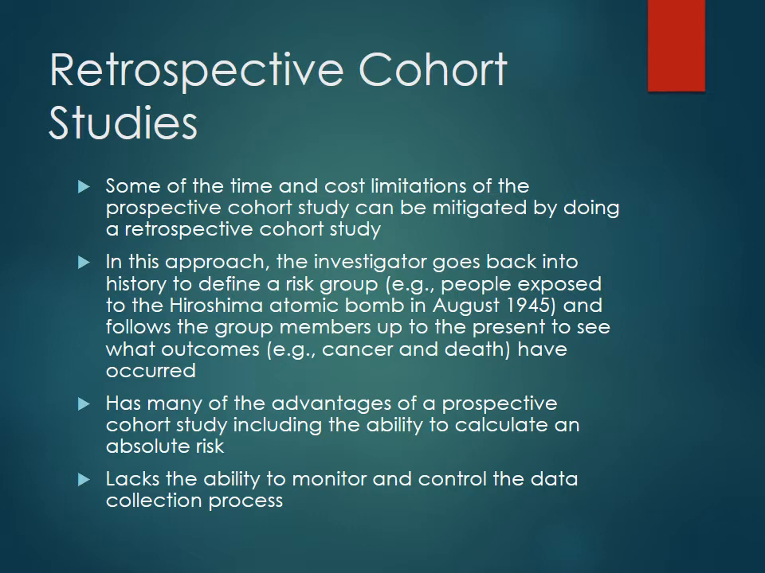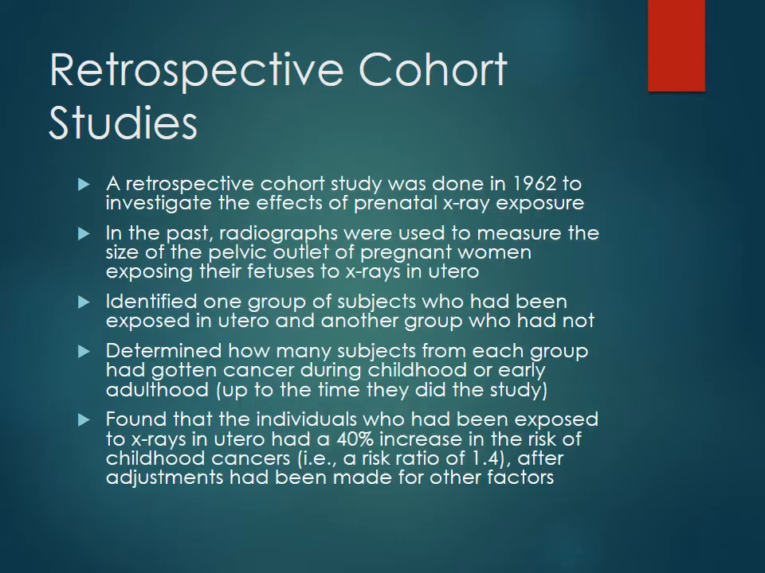So you're starting in the past with risk factors and then going up to the present time for outcomes. So many advantages of the prospective cohort study, including the ability to calculate absolute risk, but it lacks the ability to really monitor and control that data collection process, like I mentioned in the study that I did. So retrospective cohort study, say, was done in 1962, and they were investigating to look at prenatal X-ray exposure, which nowadays we know is a no-go. But in the past, the radiographs were used to measure the size of the pelvic outlet for pregnant women, and they were exposing their fetuses to X-rays in utero.